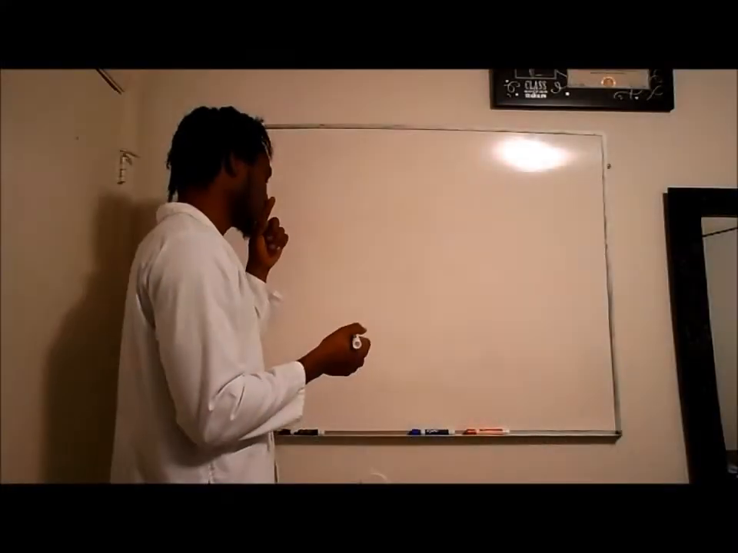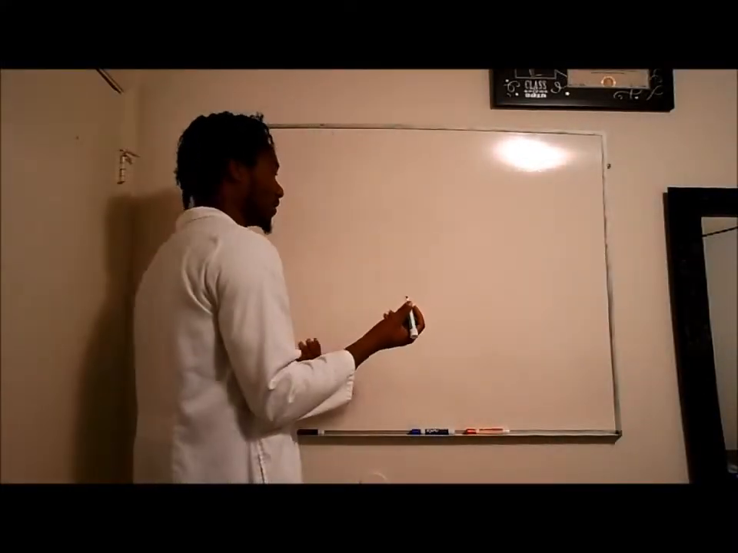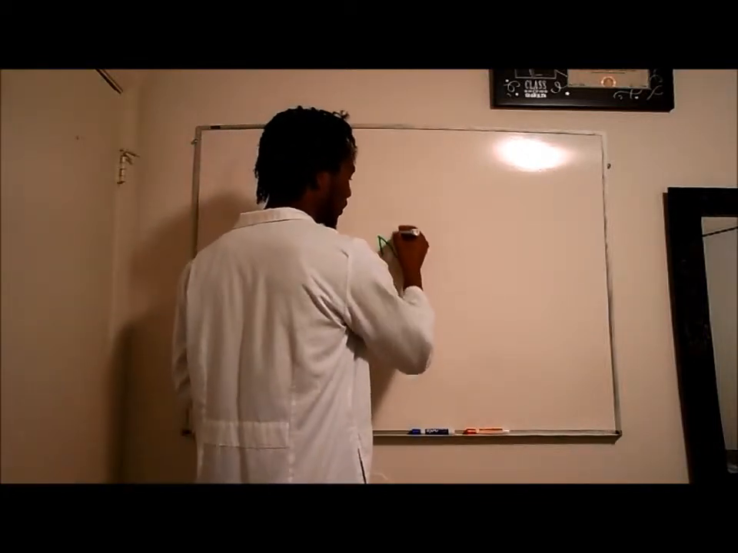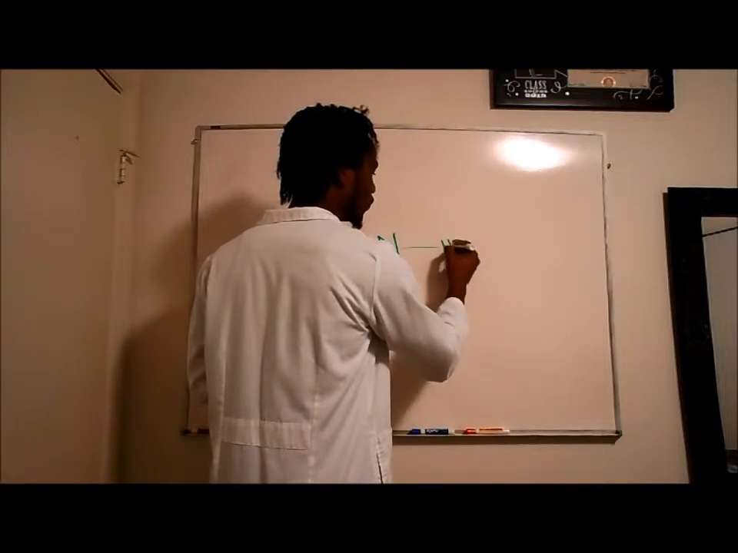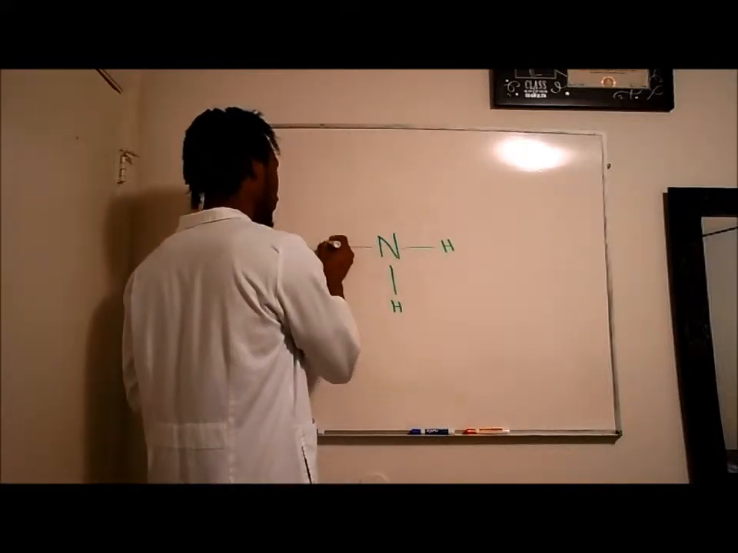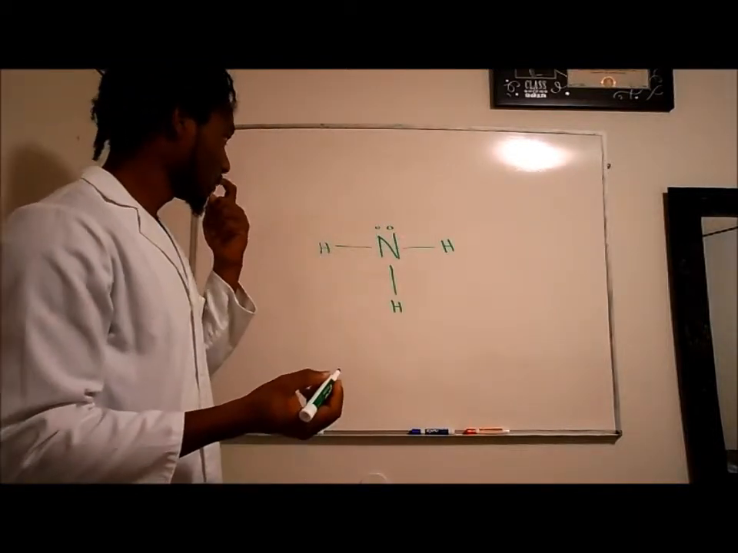Okay, guys, we're going to discuss chapter 23 of organic chemistry, which is about ammonia and amines. Ammonia is a compound that has three hydrogens attached, and it also has a lone pair. Hopefully, you guys can see it.